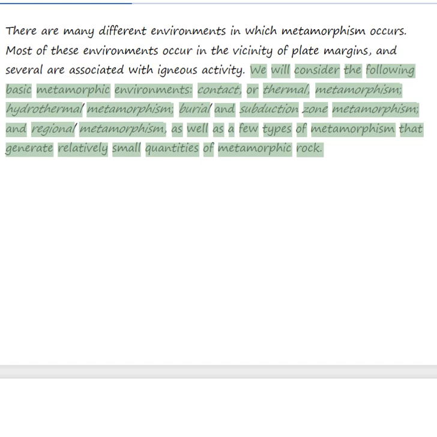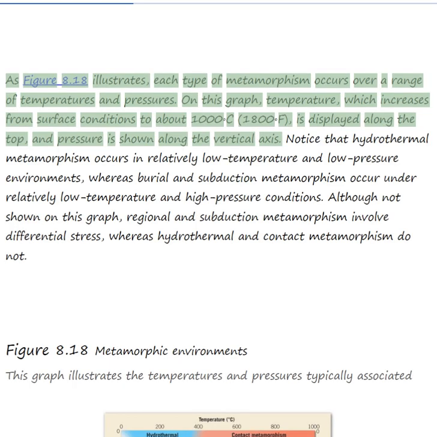We will consider the following basic metamorphic environments: contact or thermal metamorphism, hydrothermal metamorphism, burial and subduction zone metamorphism, and regional metamorphism, as well as a few types of metamorphism that generate relatively small quantities of metamorphic rock. As Figure 8.18 illustrates, each type of metamorphism occurs over a range of temperatures and pressures. On this graph, temperature, which increases from surface conditions to about 1000 C, is displayed along the top, and pressure is shown along the vertical axis.